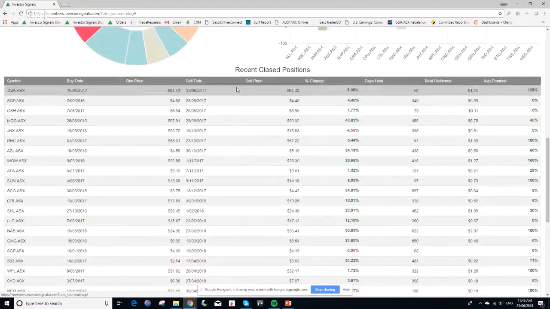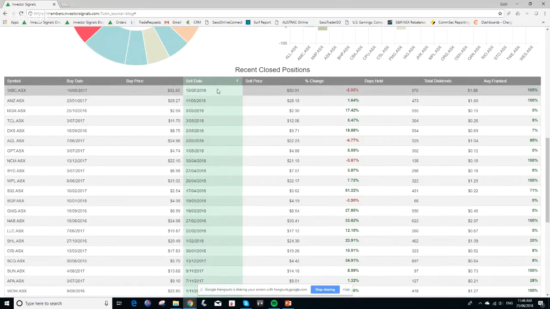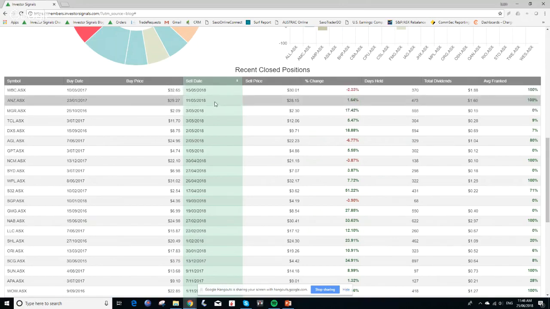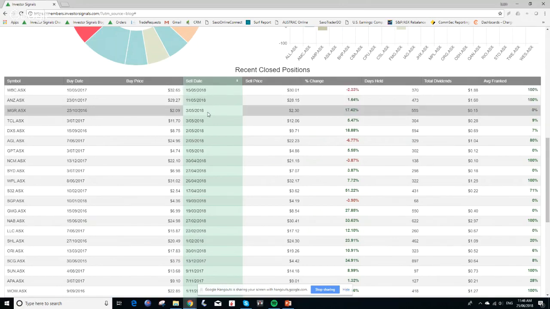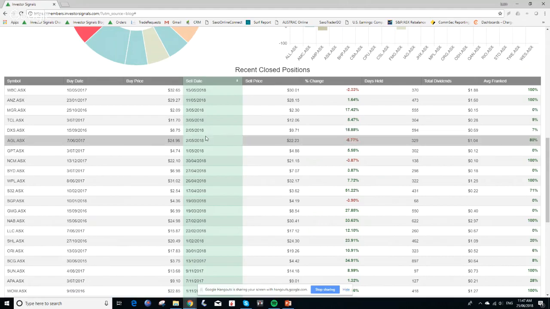If we come back down here and look at positions closed, we can see that there hasn't really been anything if we arrange this by sell date. So we had Westpac that was closed most recently on the 15th of May, ANZ, which was closed out on the 11th of May, MGR, which was Mirvac Group, closed out early May. That was a 17% gain. Transurban, which was closed out for a 5% gain. And then you can keep going down that list.